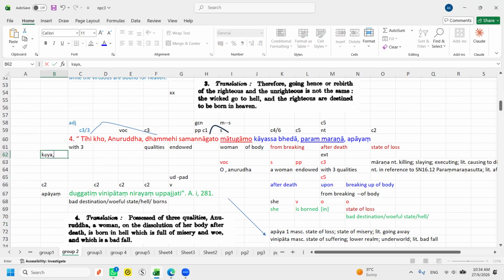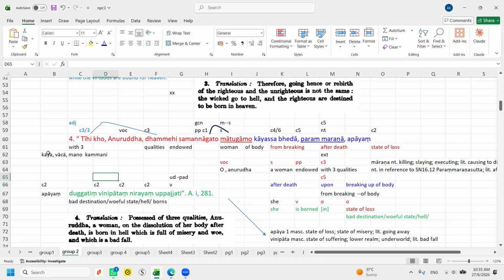Kaya, vacha, and mano, kamani. So any action through these which is unwholesome is referred to as these 3 dhamma. This is the 3 dhamma. Understand? I forgot to tell you, 3 dhamma.